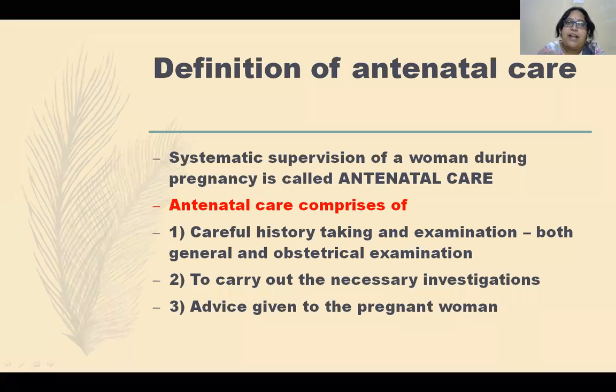So what is the definition of antenatal care? Antenatal care is a systematic supervision of a woman during pregnancy. And what does antenatal care comprise of? It comprises careful history taking, and examination of the patient, both general as well as obstetrical examination, and investigating the woman for any complications she is having, and finally the advice given to the woman. All these three comprise antenatal care.